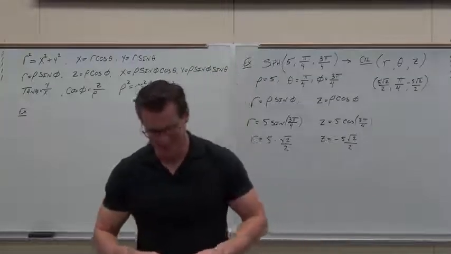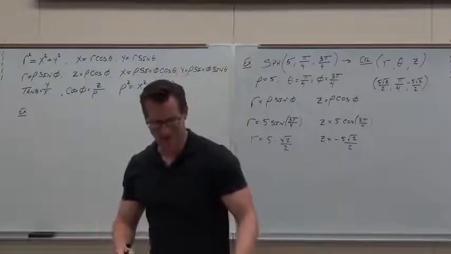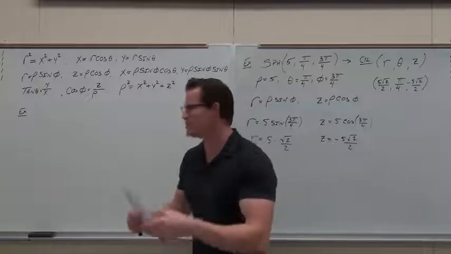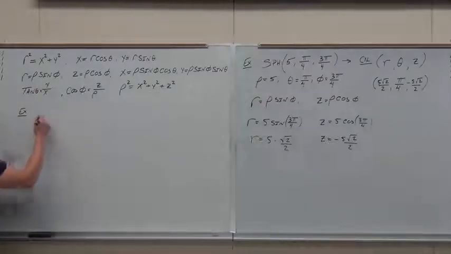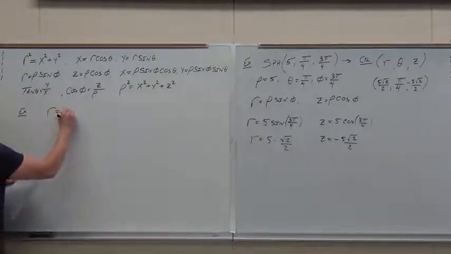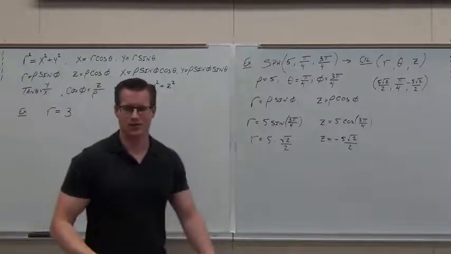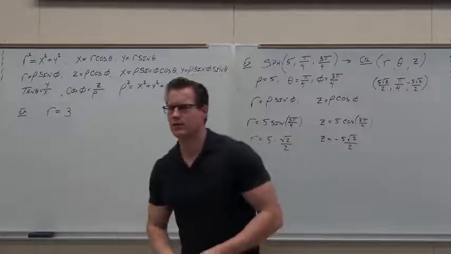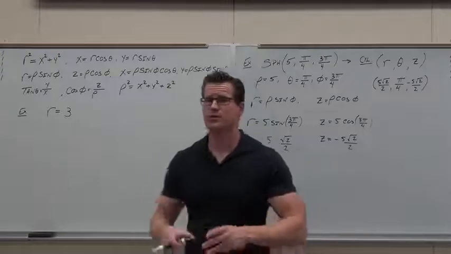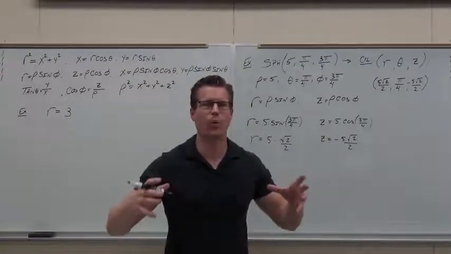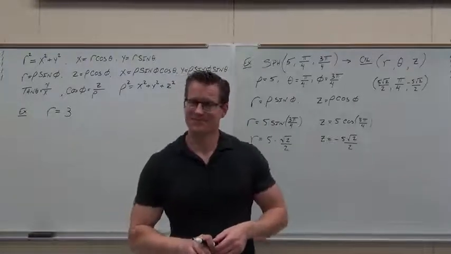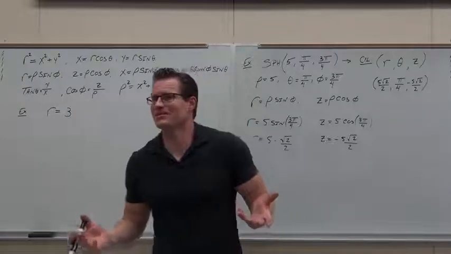This part, I actually like this part. We're going to start talking about how to translate between different types of equations. So I give you an equation like this: r equals 3. And you go, awesome. What does that mean in terms of a 3D picture? What is it? What's that mean?